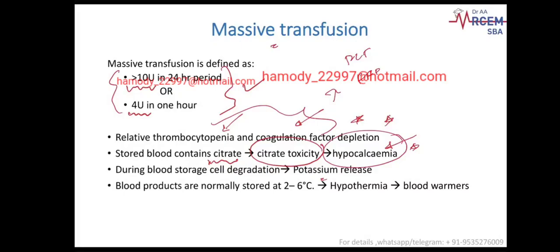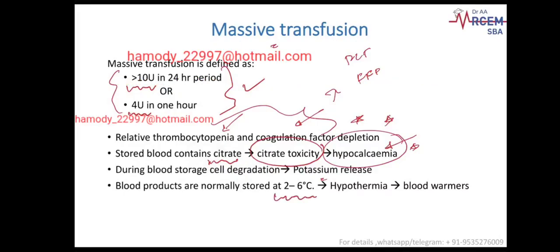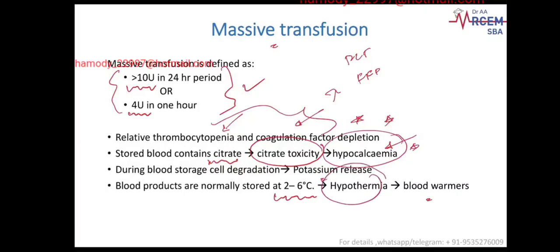Blood products are usually stored at a lower temperature, around 2 to 6 degrees Celsius. So it can result in hypothermia if you are not using blood warmers. It is recommended that when you are doing a transfusion, especially a massive transfusion, you always use blood warmers. Look out for hypocalcemia, it can occur.